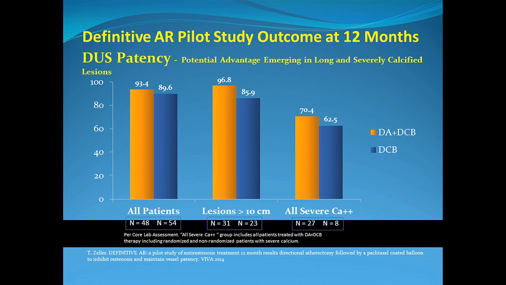In a subgroup of lesions where the lesion length is more than 10 centimeters, DCB did very well with 85% 12-month patency, but the important thing is when the directional atherectomy is added to the DCB, it did extremely well with a 96.8% patency. But this is a single center observation. This needs more data to support it, but this is thought provoking.